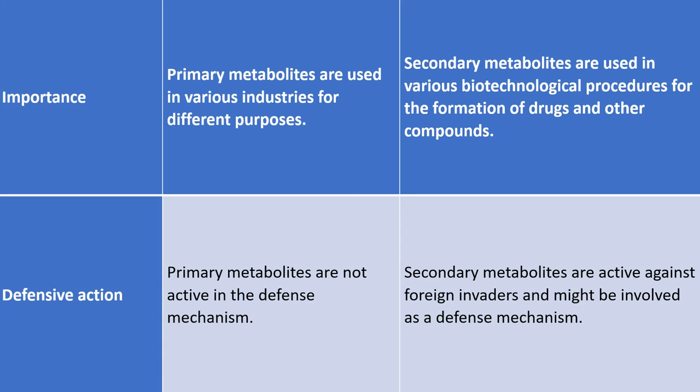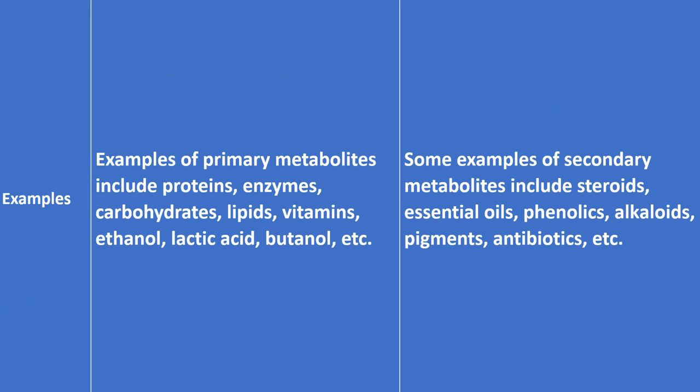Then in case of a defensive action, primary metabolites are not active in the defense mechanism as they are used in growth and development or reproduction, but secondary metabolites are active against foreign invaders and might be involved in the defense mechanism. Okay. Then most important examples.